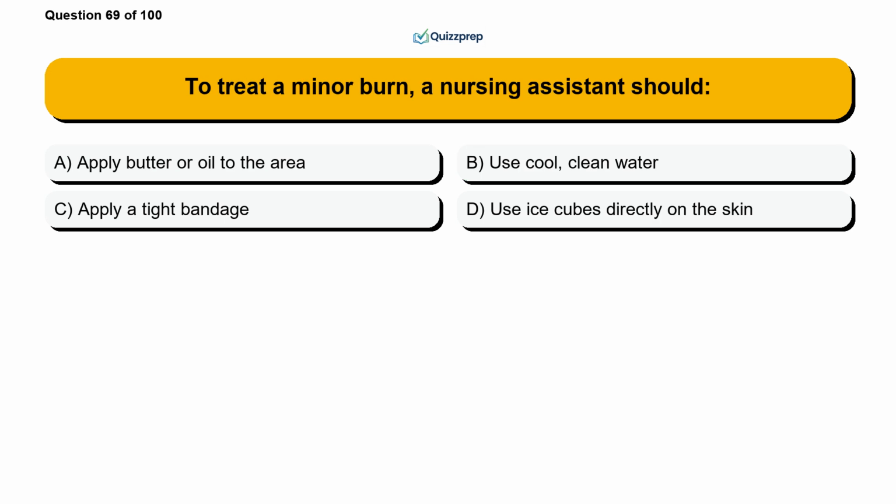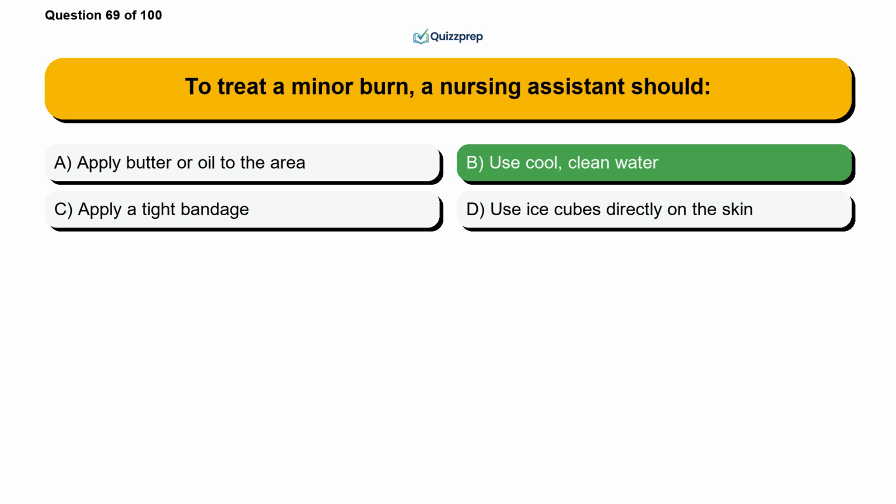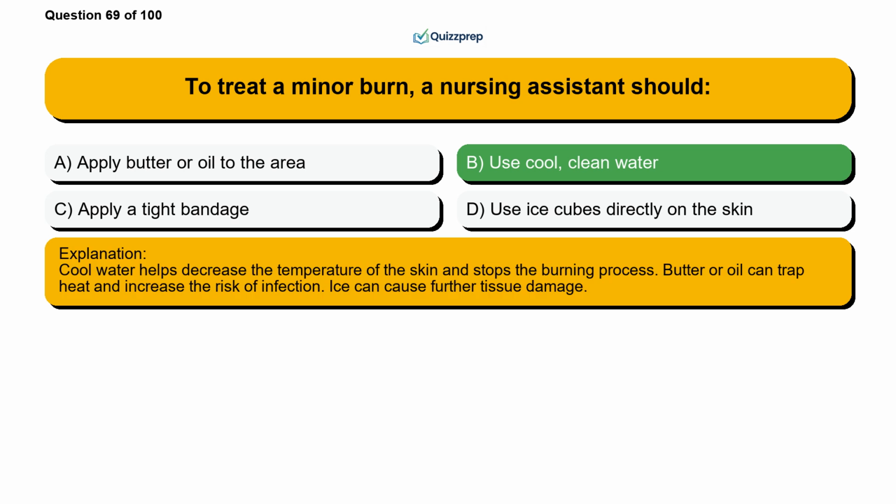Question 69. To treat a minor burn, a nursing assistant should option A, apply butter or oil to the area, option B, use cool, clean water, option C, apply a tight bandage, option D, use ice cubes directly on the skin. The correct answer is option B, use cool, clean water. Cool water helps decrease the temperature of the skin and stops the burning process. Butter or oil can trap heat and increase the risk of infection. Ice can cause further tissue damage.